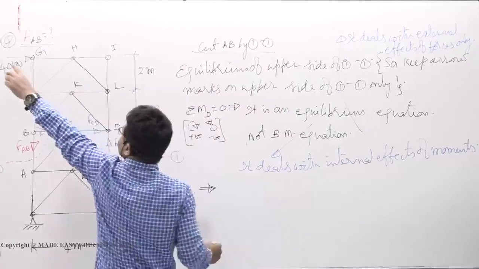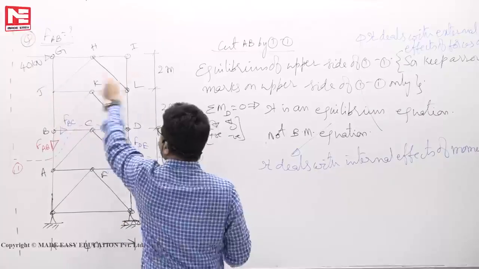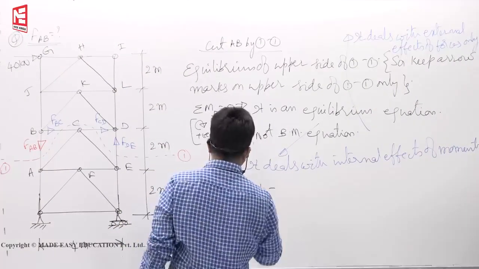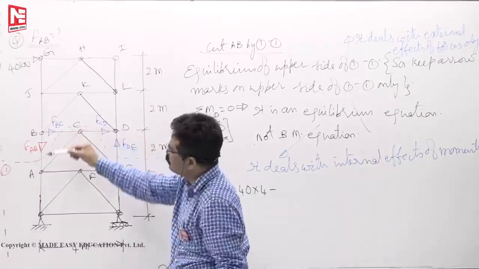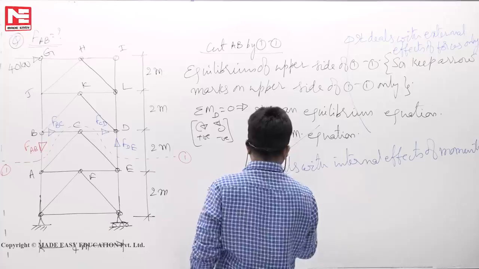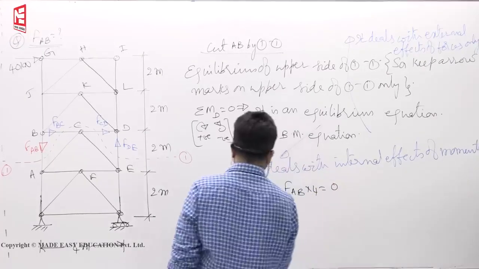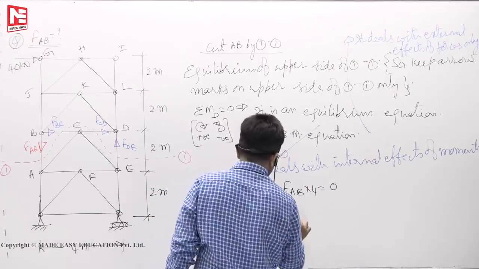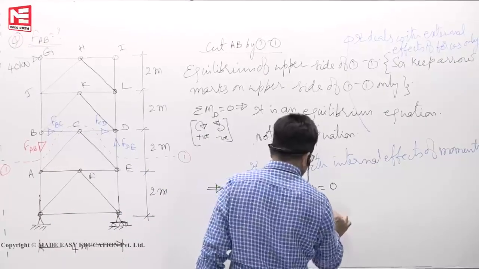Then travel from tail to the head towards D. 40 into 4 plus 40 into 4 minus, you see, travel from tail to the head towards D, anti-clockwise. So, minus FAB into 4 should be 0. So, you will get FAB is equal to 40 kilonewton. Arrow mark is away from the joint, so you have to write tension.